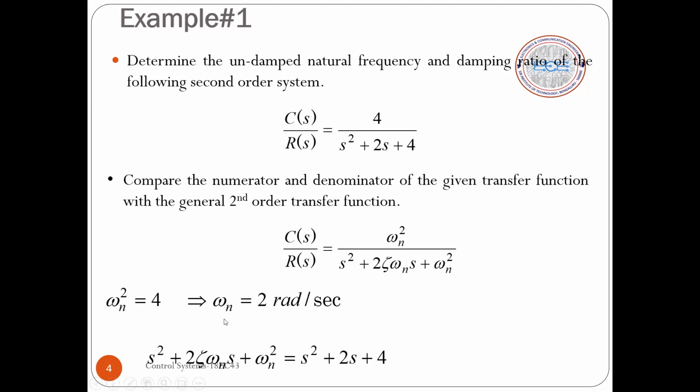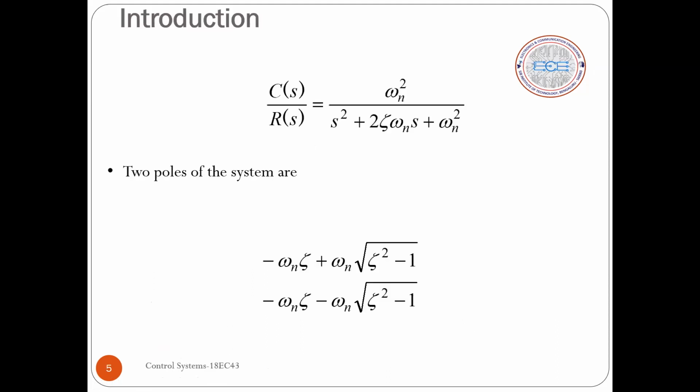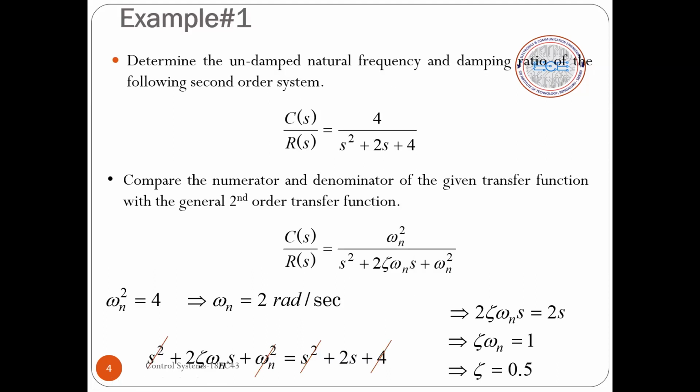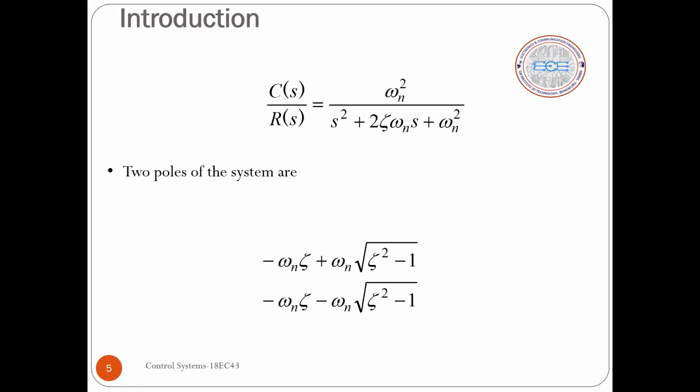And again, I'll take the coefficient of s, equating it to the coefficient of s of the given transfer function. And I can see that zeta is equal to 0.5. So just by equating the coefficient of s and equating the omega n value, you will get this omega n and the zeta value.